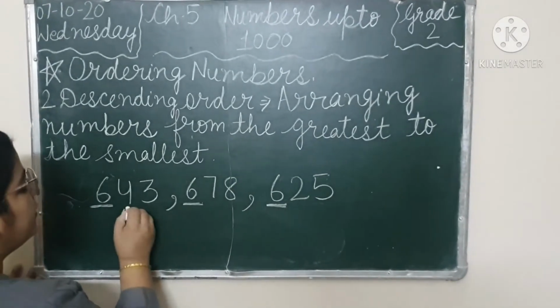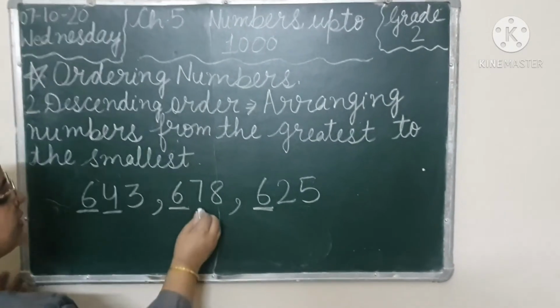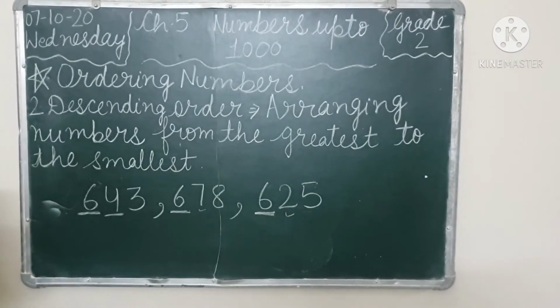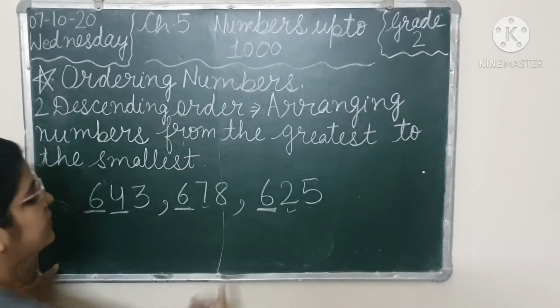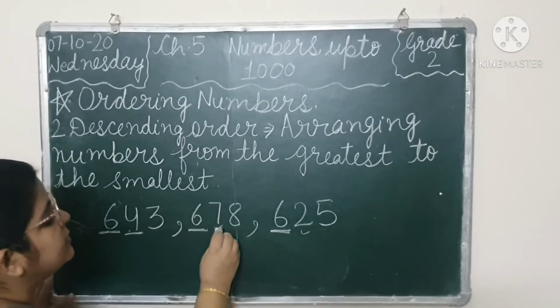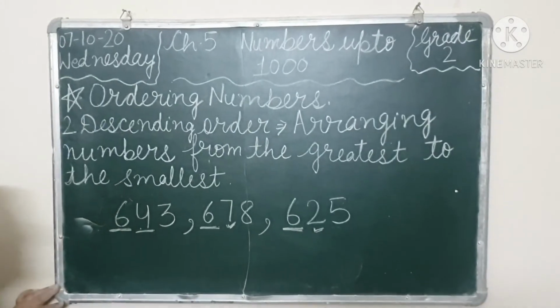So we see the number of 10th place. हम 10th place के नंबर को देखेंगे. अब हम 10th place के नंबर को देखेंगे तो उसमें हमें क्या है कि कौन सा नंबर सबसे बड़ा है. कौन सा नंबर बड़ा है? 643, 678 और 625. So which is the greatest number?